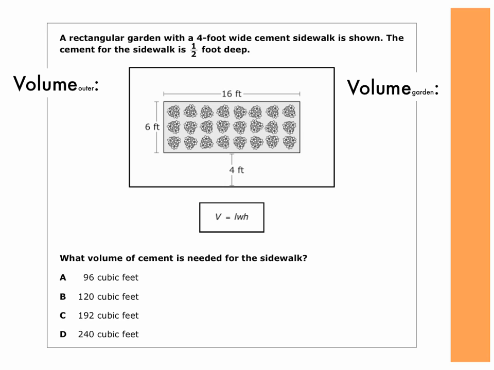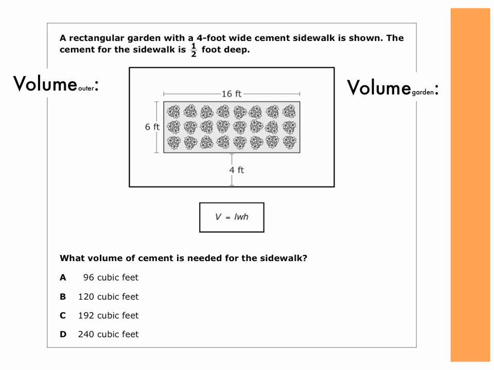The next example says a rectangular garden with a 4-foot wide cement sidewalk is shown. The cement for the sidewalk is half a foot deep. It gives us the diagram, and then it says volume equals length times width times height. The question that we're trying to answer is what volume of cement is needed for the sidewalk.